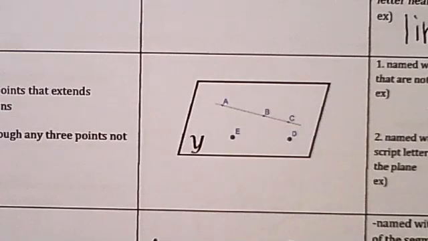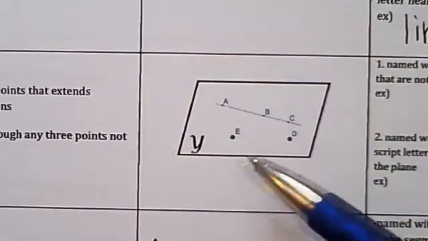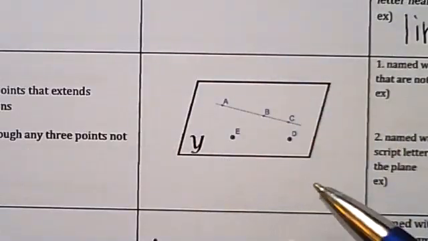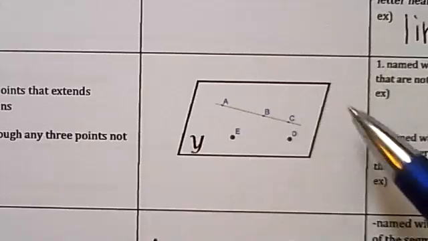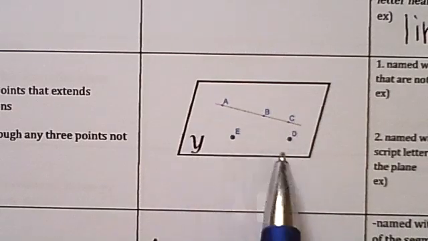So how we usually show a plane is with a parallelogram like this, or you could do really any shape, like a triangle, technically, could be a plane. It's supposed to be a flat surface. Planes can have points and lines and rays and segments inside of them. So this particular one has this line here, and it has a couple points that are off the line.